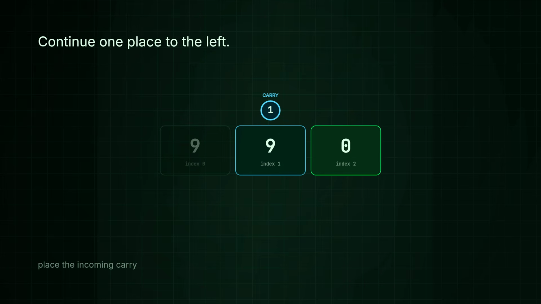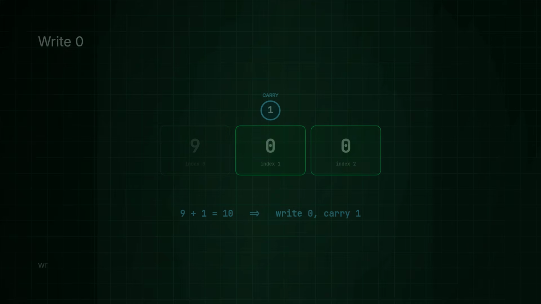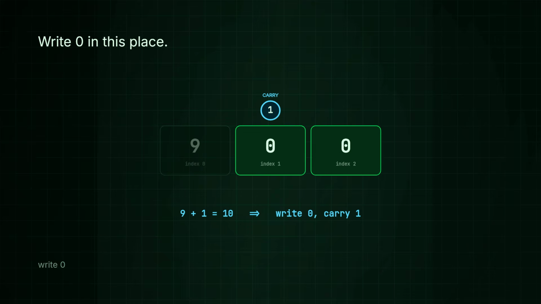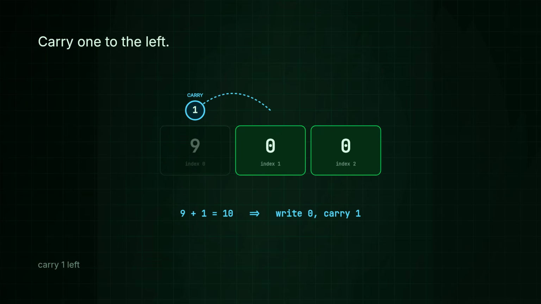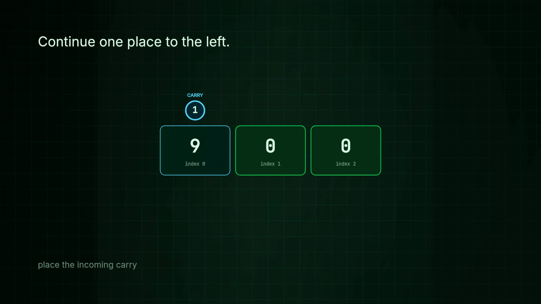9 plus 1 gives 10. 10 has a ones digit of 0, so write 0 into this array position. The tens digit of 10 is 1, so carry that one to the next position on the left. The carry is still 1, so move to the next place to the left.